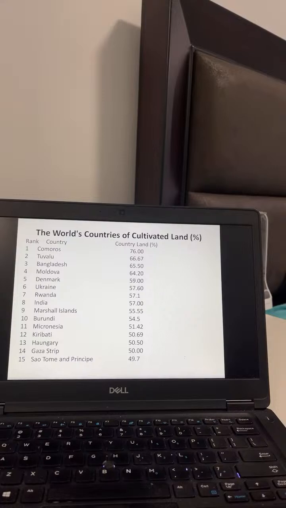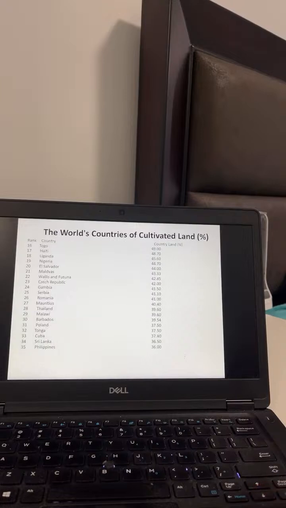The world's countries by cultivated land on the basis of percentage total 35 countries, and range between 76% to 36%. Comoros at 76% and Philippines at 36%, and these are the total 35 countries.